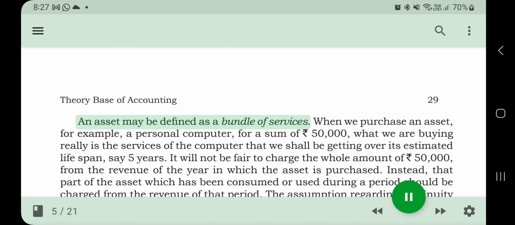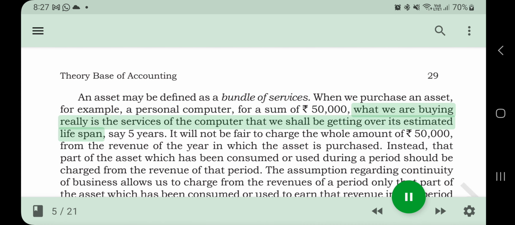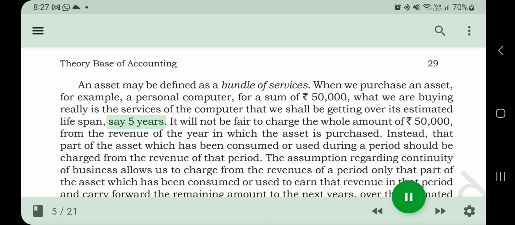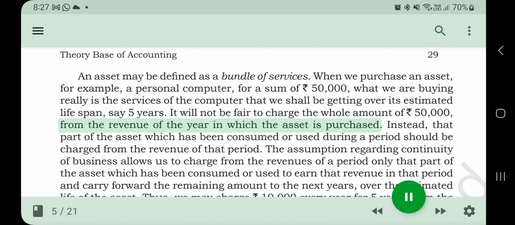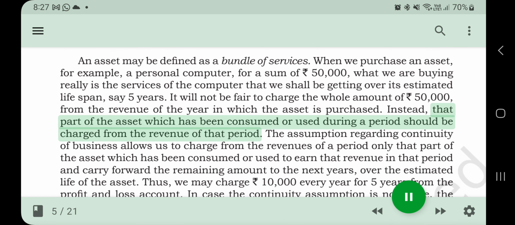An asset may be defined as a bundle of services. When we purchase an asset, for example, a personal computer, for a sum of 50,000, what we are buying really is the services of the computer that we shall be getting over its estimated lifespan, say 5 years. It will not be fair to charge the whole amount of 50,000 from the revenue of the year in which the asset is purchased. Instead, that part of the asset which has been consumed or used during a period should be charged from the revenue of that period.